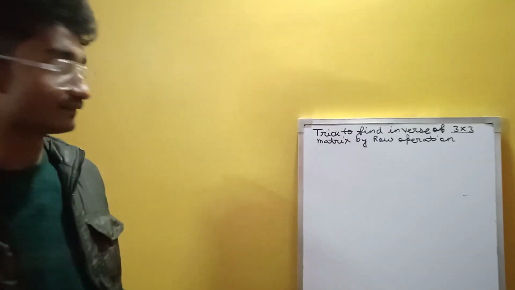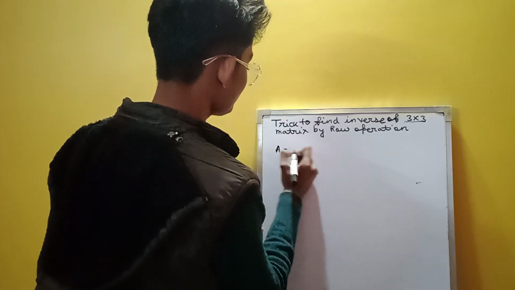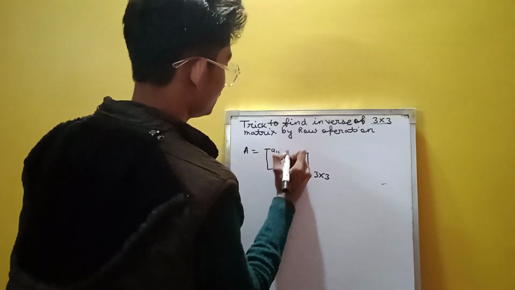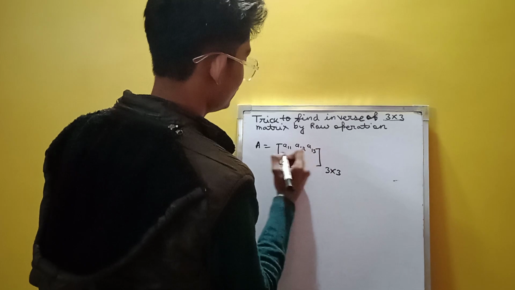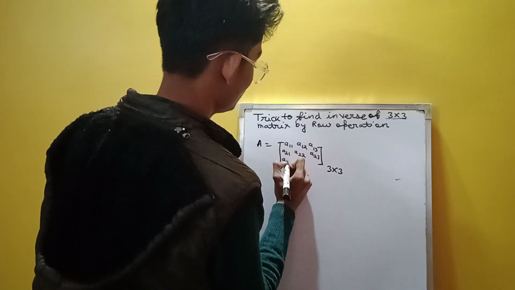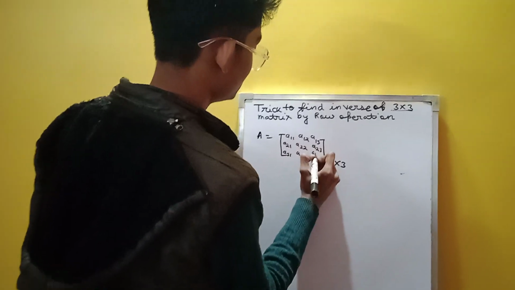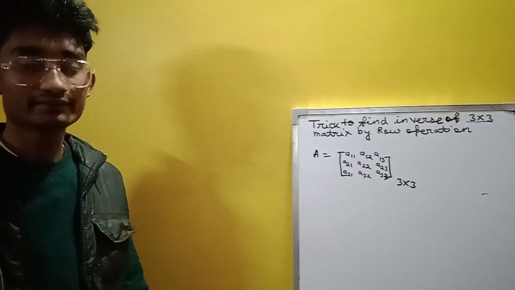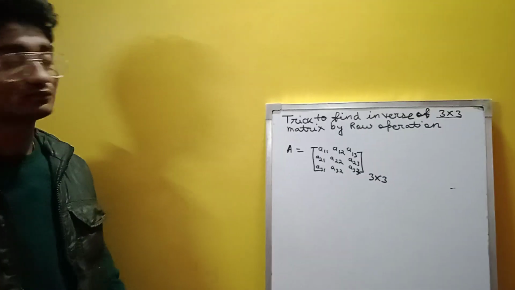Let us see one example, that is A, a matrix of order 3 cross 3: A11, A12, A13, A21, A22, A23, and A31, A32, A33. These are the 9 entries of the 3 cross 3 matrix. Then how can we calculate this by row operation?